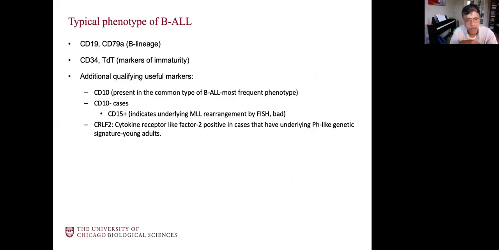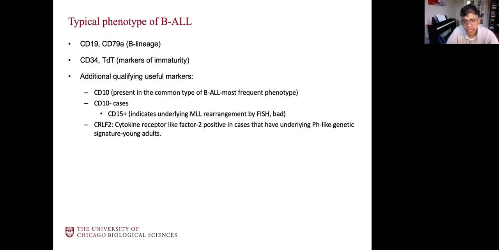And additional qualifying markers are things like CD10, which is positive in the common type of B-ALL, which is the most common type. And when they are 10 negative, they sometimes will express this abnormal myeloid marker called CD15. And when that's present, we immediately think this could possibly be an MLL rearrangement. And MLL rearranged leukemias, as you know, is very common in congenital B-lymphoblastic leukemia. And it's a bad player. Everything with MLL is bad.